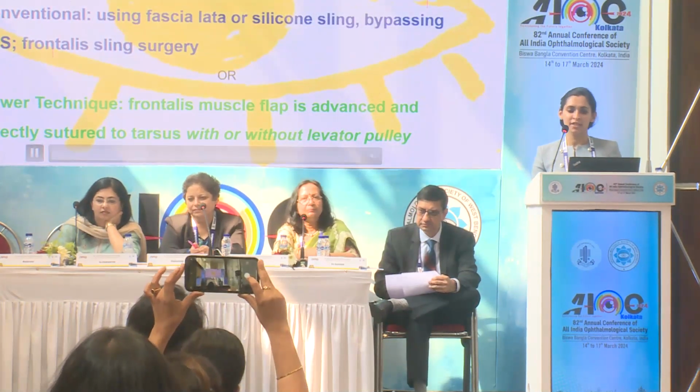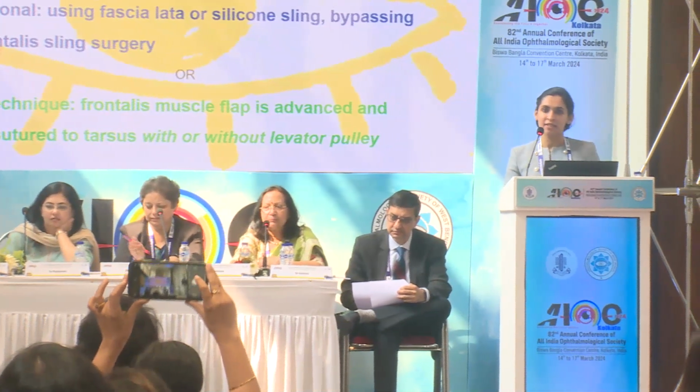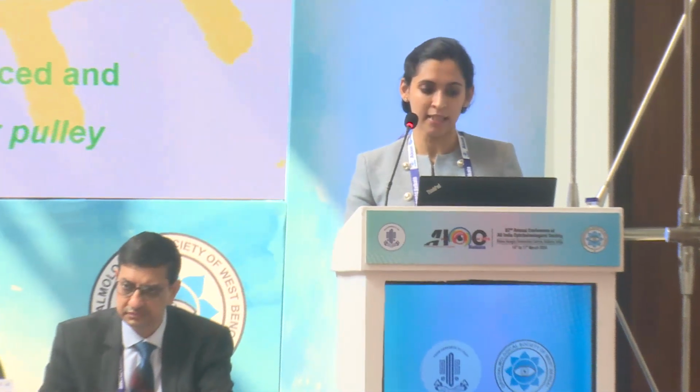So we all know that surgical repair of severe congenital ptosis is often challenging, as levator strengthening is not sufficient, and we have to utilize the frontalis muscle. Conventionally, using the fascia lata or silicone sling, we bypass the LPS and suspend the frontalis onto the tarsus. However, of late, a technique has gained more traction, and that is the frontalis muscle advancement flap, which is directly sutured to the tarsus with or without a levator pulley.